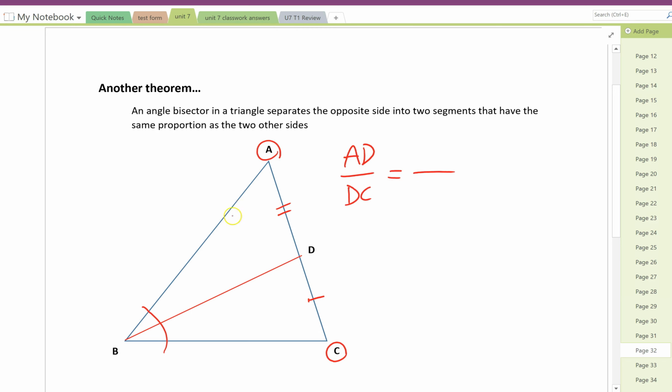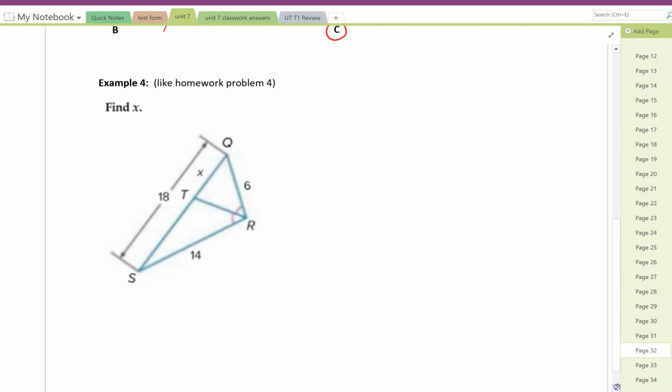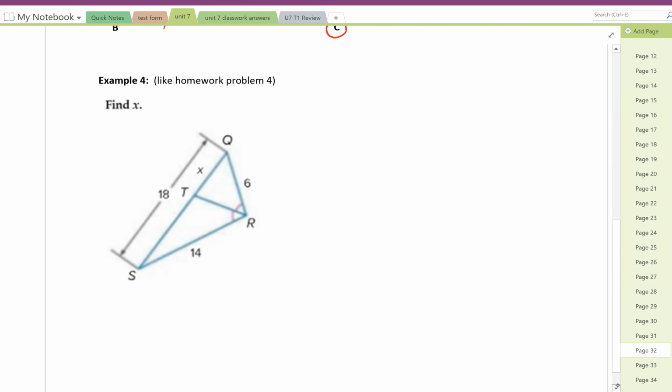And by other sides, what I mean is it's going to be side AB and then side BC. So how can we use that in a problem? Well, okay, what do we have here? I have an angle bisector, which has cut line segment SQ into two parts. One of those parts right here is X. I'm not told what this part is, but I can sort of use an expression to represent it. If this whole thing is 18 and this part of it is X, then this part right here is 18 minus whatever X is. And you'll see why I'm doing that here in a minute.